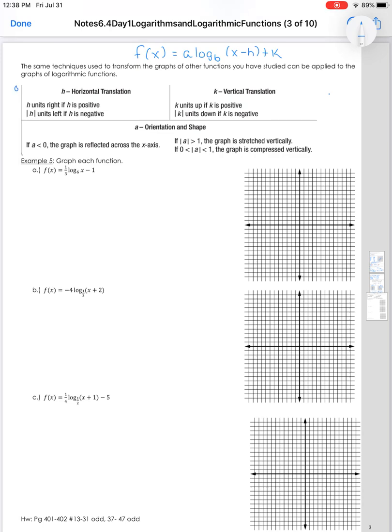For the horizontal translation, it's the opposite x value. And your asymptote now in this case is when you take the x minus h and you set it equal to 0. Your vertical translation is your y values. And in terms of a, now you're reflecting it over the x-axis, not the y-axis. So just be careful with that.